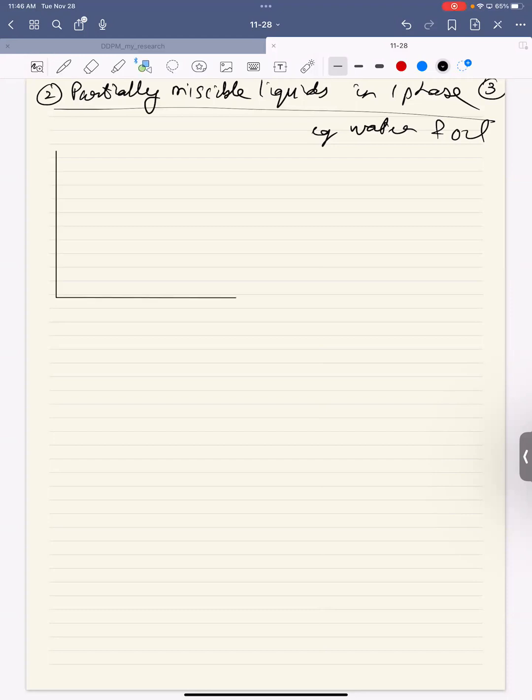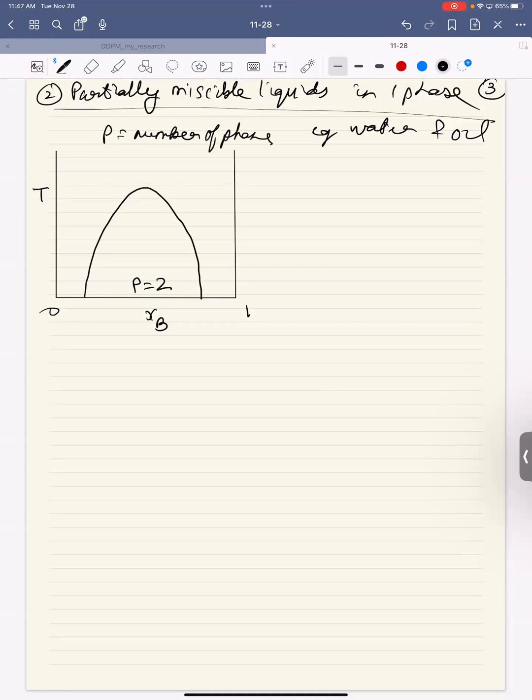The phase diagram for partially mixable liquids, and here, once again, the y-axis is temperature, the x-axis is concentration of B, going from 0 to B, has a very characteristic dome shape, okay? And this dome shape is such that inside the dome, you have a two-phase region. So P is equal to 2, where P is the number of phases. And on either side of the dome, to the left, to the right, to the top, you have a one-phase region, okay?